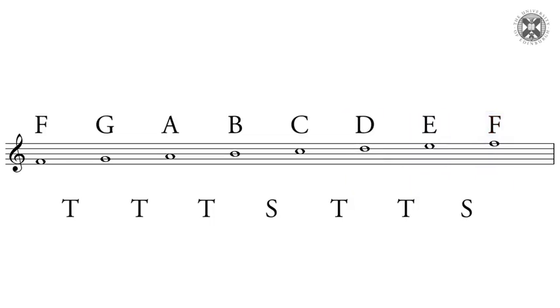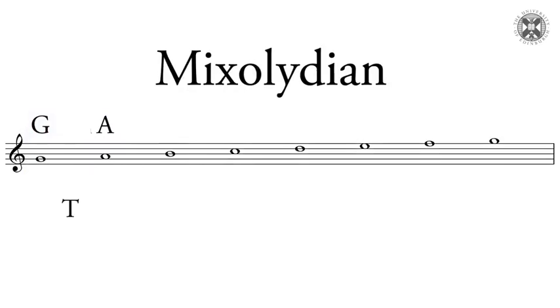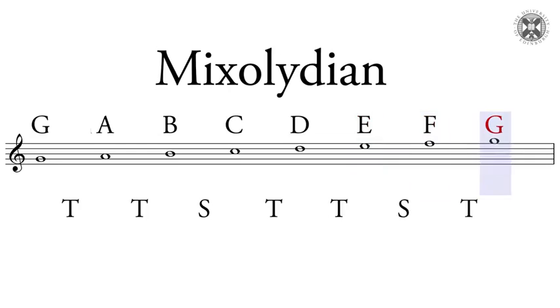Then on to G, which is the fifth degree. If we start this process on the fifth degree, we get something called the Mixolydian mode. We get G, A, B, C, D, E, F, G. This has got a very similar pattern of tones and semitones to the major scale, but it is slightly different. So again, we get a different sound, a different flavor, what we would describe as a different quality.